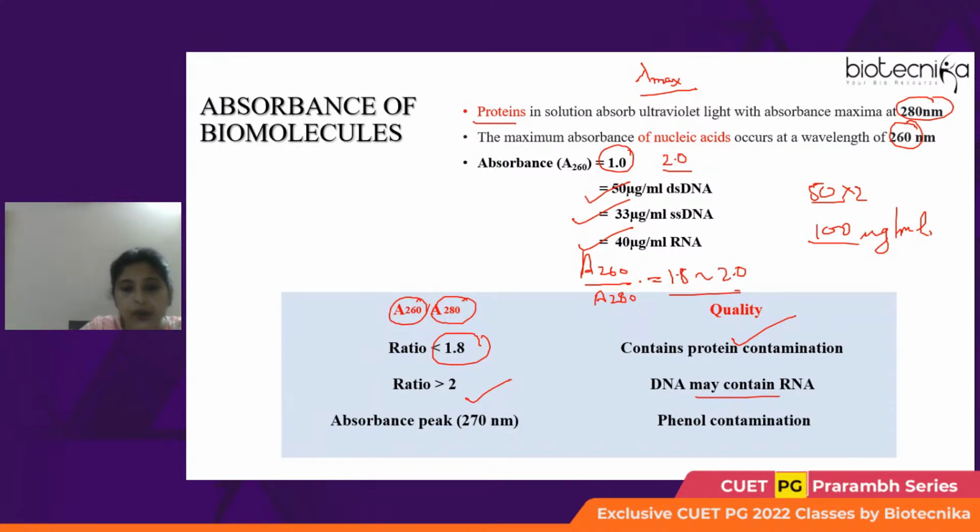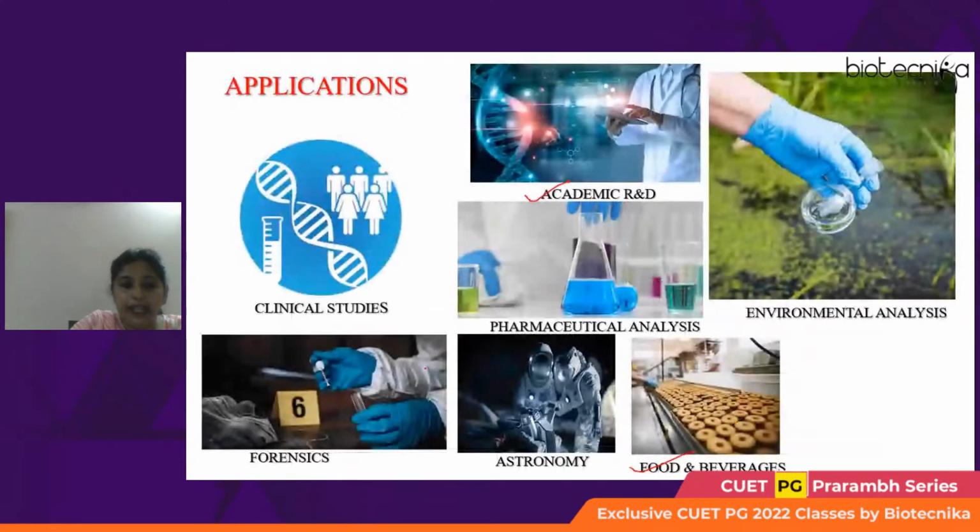Is it clear to you? You will be taking the ratio. Similarly, if you take the absorbance at 270 nm, if you get a peak, that indicates phenol contamination. Right? So coming back to the applications again, you can use it in clinical spectroscopy.